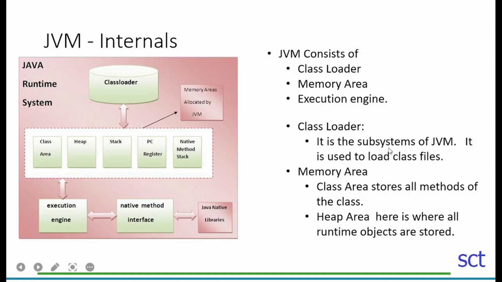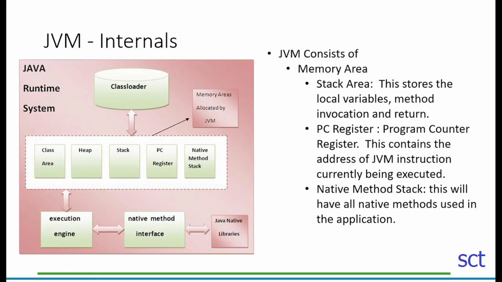The class loader is basically a subsystem of JVM. It is used to load the class files. So all the classes we create in Java will be loaded here in the class loader. The memory area has a class area, which stores the methods of the classes. All the methods and functions we write in the Java class will be loaded here. The heap area is where the runtime objects are stored. Next is the stack area: all the local variables we declare in Java will be loaded there. The PC register is basically a program counter, and native methods will have all the native methods of the application.